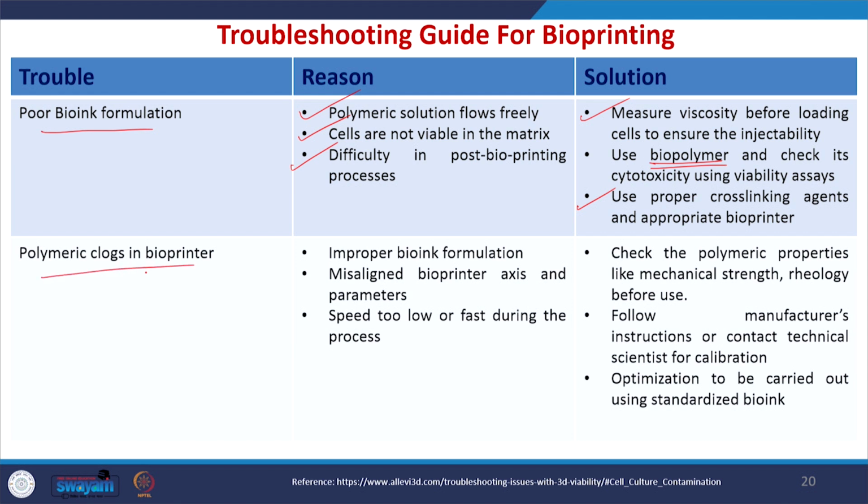The next problem is polymeric clogs in the bioprinter. That may be due to improper bioink formulation. In this case, we have to check the polymeric properties like mechanical strength and rheology before we use it for 3D bioprinting. The other reason may be the misaligned bioprinter axis and parameters. In this case, we have to contact the technical scientist for calibration, and the speed may be too low or too fast during the process. So, we have to optimize the parameters, and we have to standardize the bioink before we take it to the 3D bioprinter.